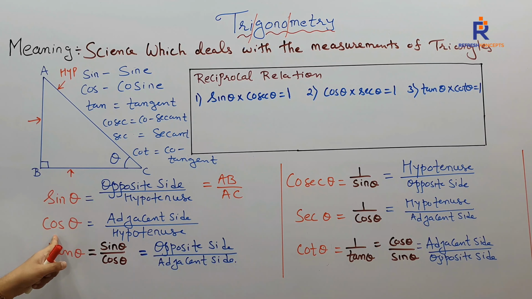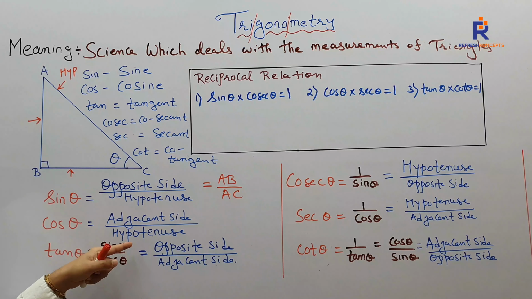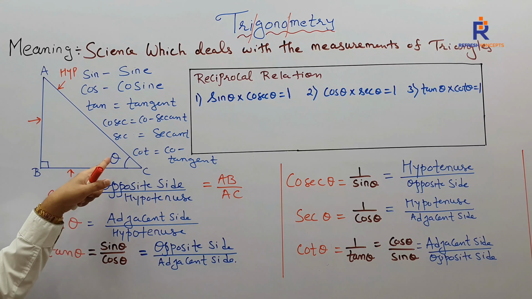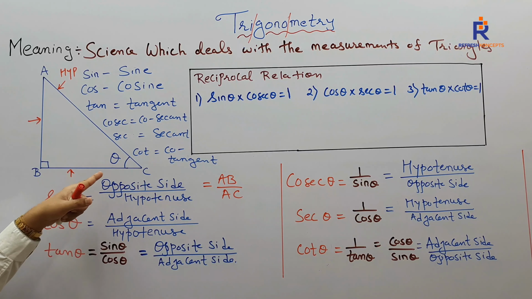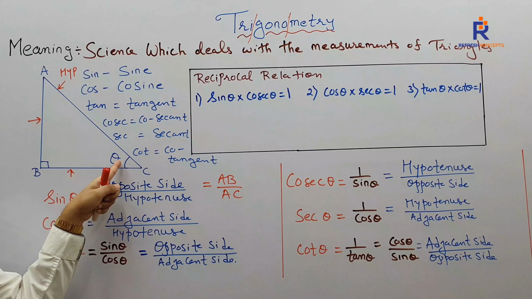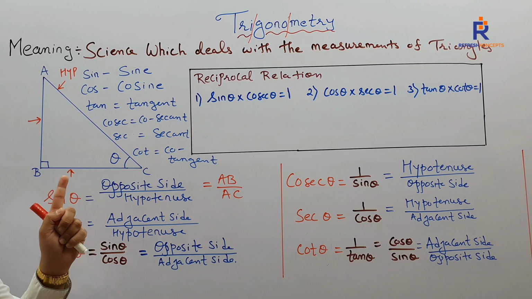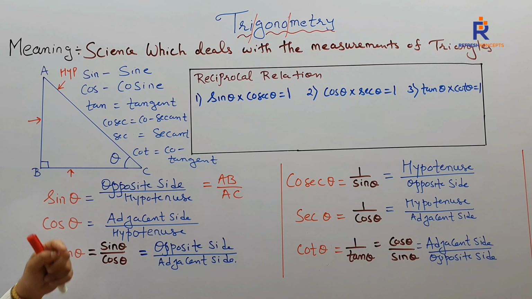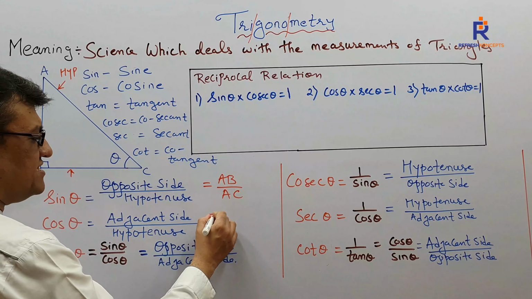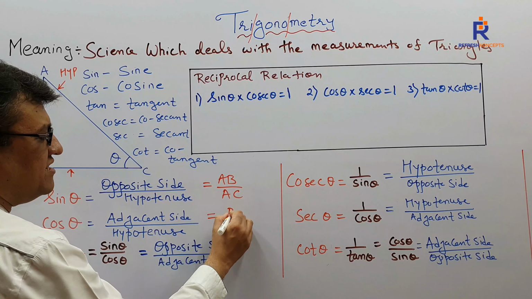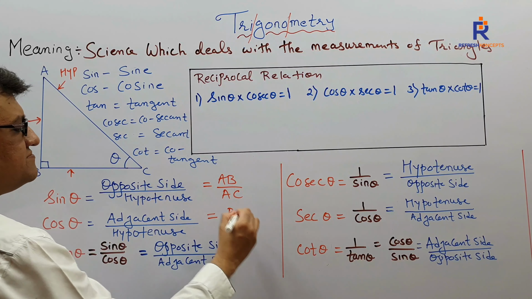Next, cos. Cos is adjacent upon hypotenuse. Now adjacent to what? Adjacent to angle theta. Now we'll ask this particular theta, who is adjacent to you? So the adjacent side is BC. Somebody might say, sir, even AC is an adjacent side, right? But AC is already the hypotenuse, so it cannot act as an adjacent side. So here cos theta is the adjacent side, BC, upon hypotenuse, which is AC.